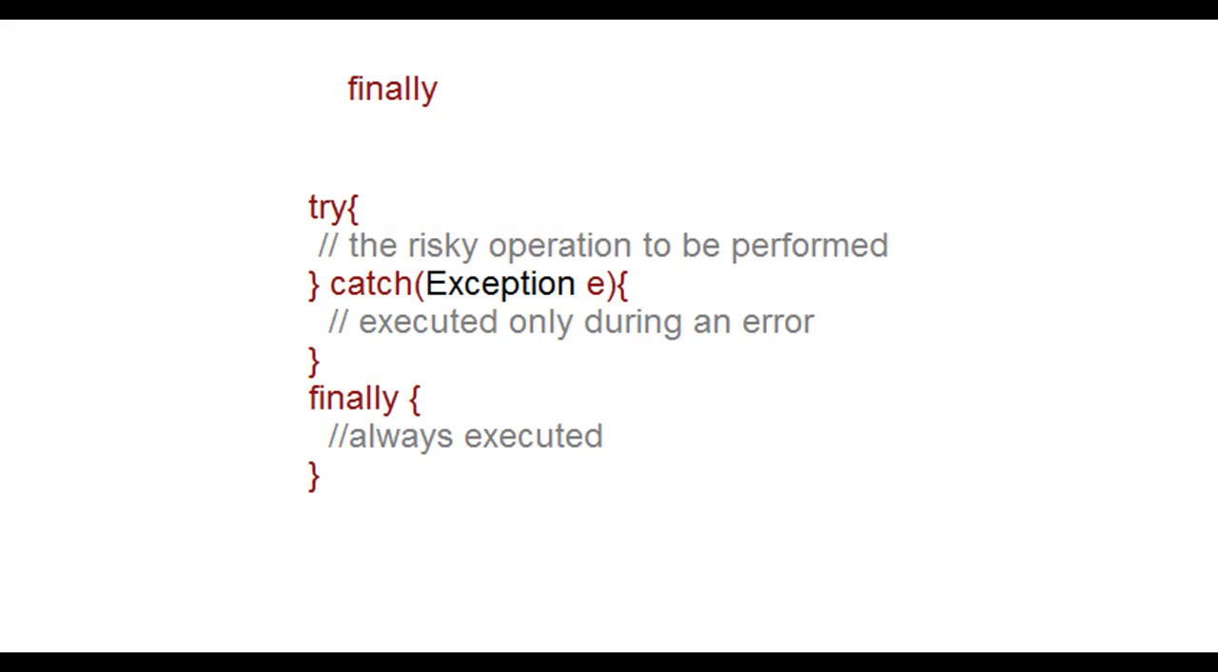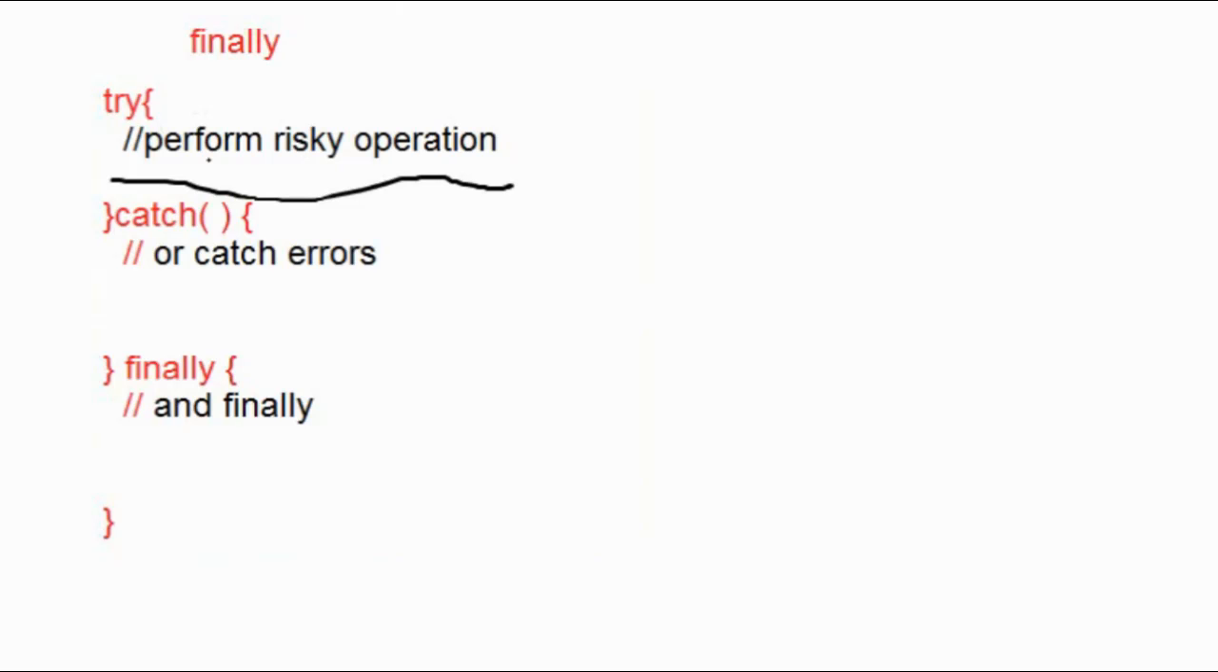Another keyword is the finally keyword, which is used in try catch blocks. So within a try catch, you have the try block which performs a risky operation. So if the operation succeeds, then the catch block is not executed. But if the try operation fails, then the catch block is executed. But in all cases, the finally block is executed.